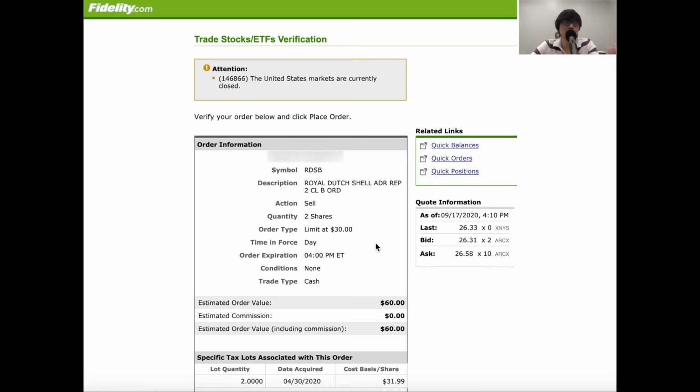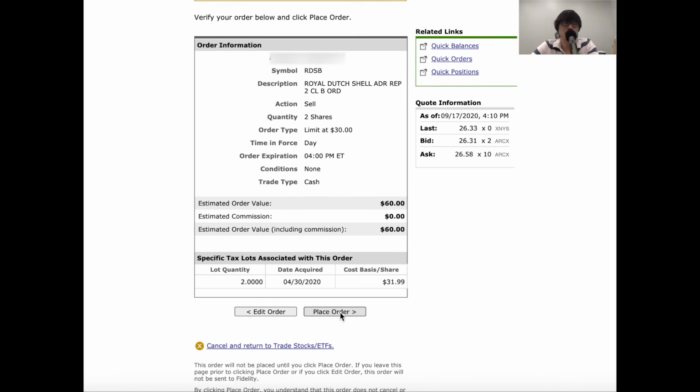I double check that I'm selling it at the price that I want and that the order is the amount I want. And it will tell me how much money I am going to get from this trade, my estimated commission. And it's going to tell me which lot I'm pulling from. Lot is just telling me which group of stocks I'm going to sell from. So I want to sell the 2 shares that were $31.99, and I got these in April, just to make sure everything's right. And then you just scroll down, click place order, and bada bing, bada boom. You are done and everything's good to go.